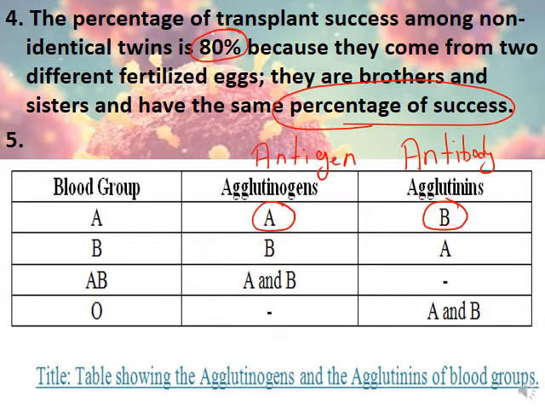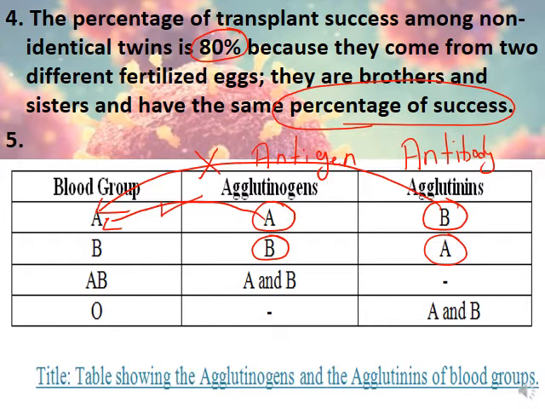Blood group B has the same antigen, so blood group B has antigen B, while it has an antibody different from B, so it's going to be A. So always the antibody is opposite. Here, B and A are opposite, while the antigens are the same. So always the antigens are similar to the blood group, while the antibodies are the opposite.